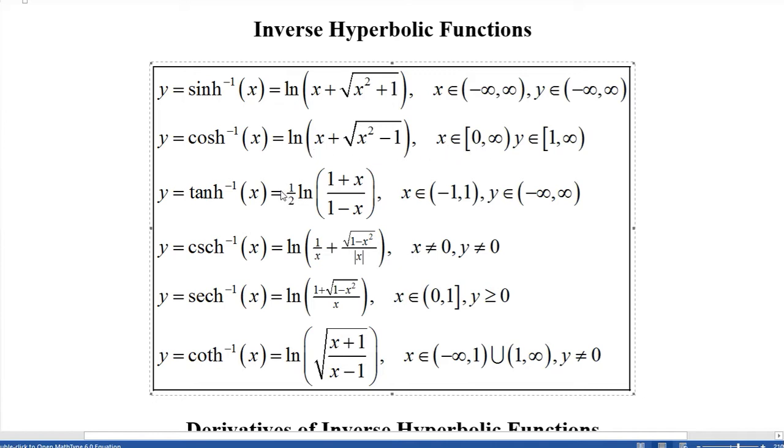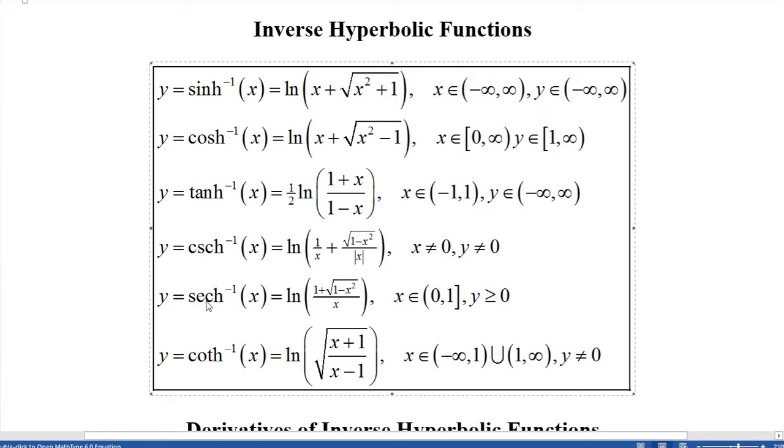And this is one where we need to put that restriction as part of our definition. Okay, and this one down here, y equals inverse hyperbolic tangent of x, turns out to be 1/2 log of 1 plus x over 1 minus x. This is only defined between negative 1 and 1 for x, but y's can take on any value. The inverse hyperbolic cosecant of x is the natural log of 1 over x plus the square root of 1 minus x squared over absolute value of x. This is defined for all real numbers except for 0.